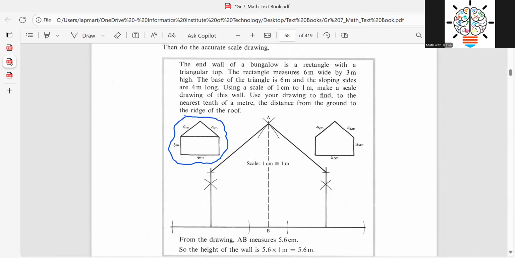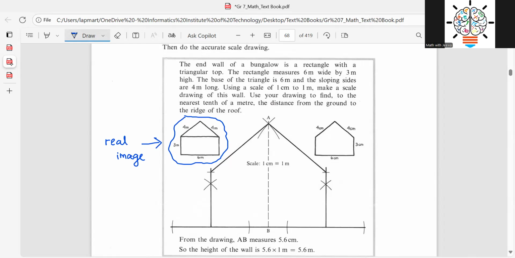The end wall of a bungalow is a rectangle with a triangular top. The rectangle and a triangular top. The rectangle measures 6 meters. This is the real image. 6 meters the length and the width 3 meters. And then the base of the triangle is 6 centimeters and slope sides are 4 meters.